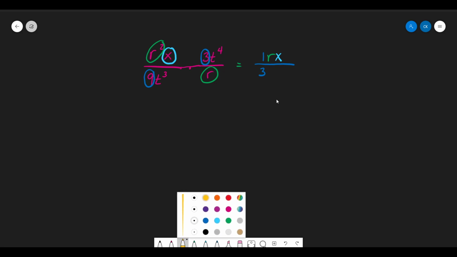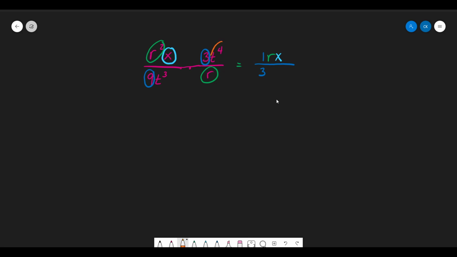Okay, so I just continue on with what I'm working with here. I'm going to look at now the t's. I have a t to the fourth. I have a t to the third. T to the fourth over t to the third, I subtract the exponents. 4 minus 3 is going to give me t, and that's going to be in the numerator. So my final answer here, now that I've gotten everything simplified and canceled out that I can do here, I don't need to put the 1 coefficient there. So really, my final answer is going to be r x t over 3. That would be the final answer here.